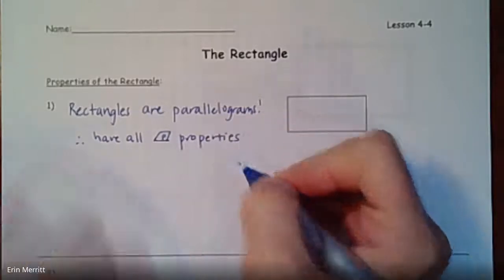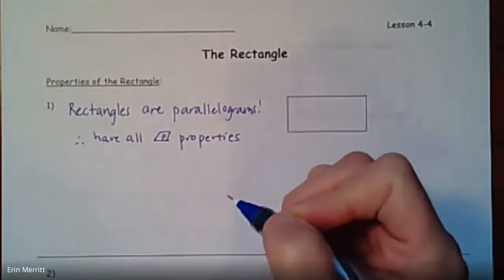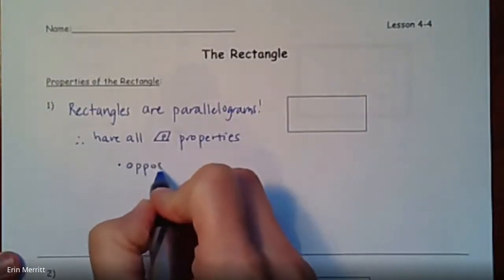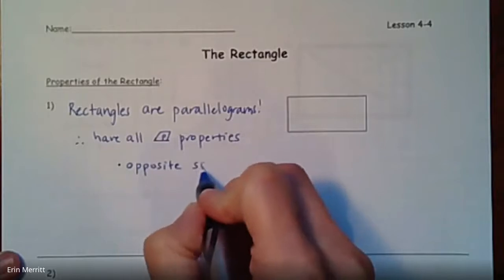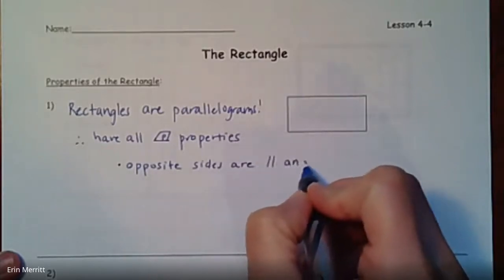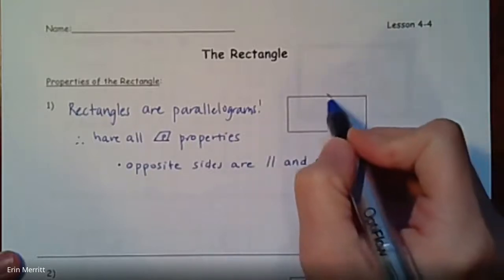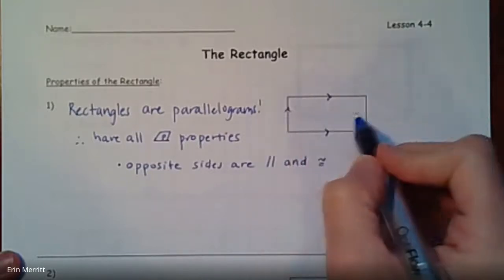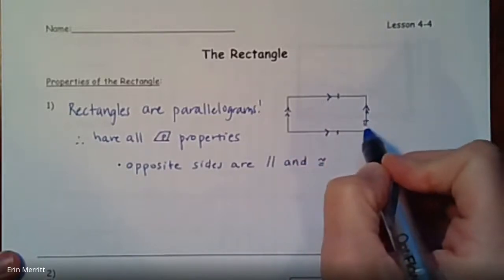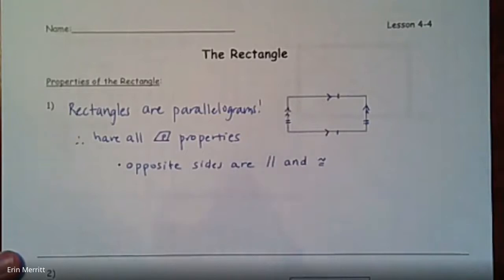So let's write that in this first spot, which means the opposite sides are both parallel and congruent. So we can show parallel with the arrows and then single stripes and maybe double stripes for congruent. There's a lot going on there.